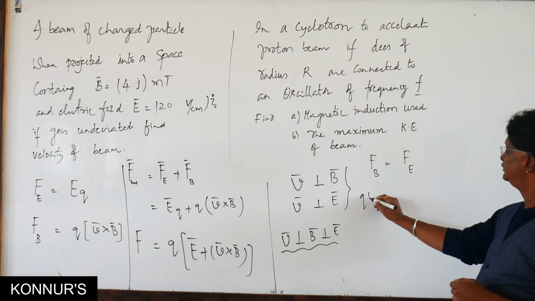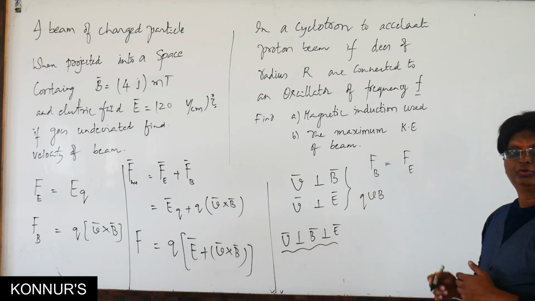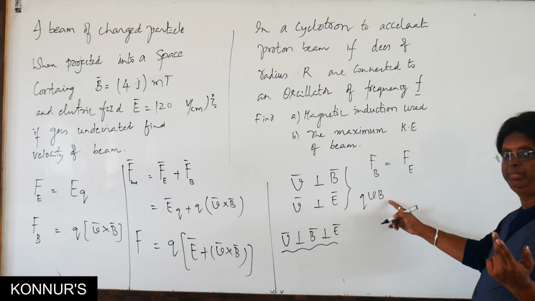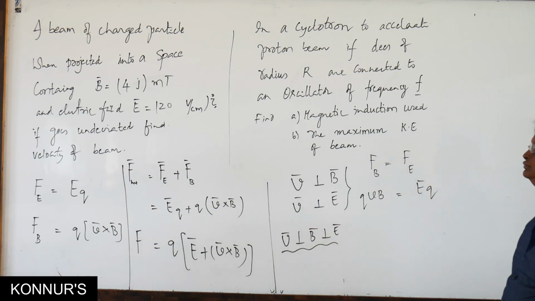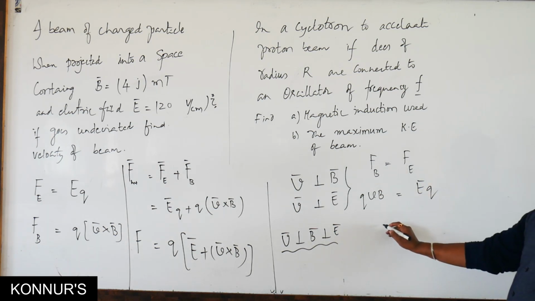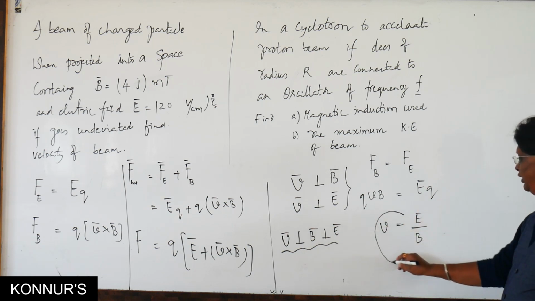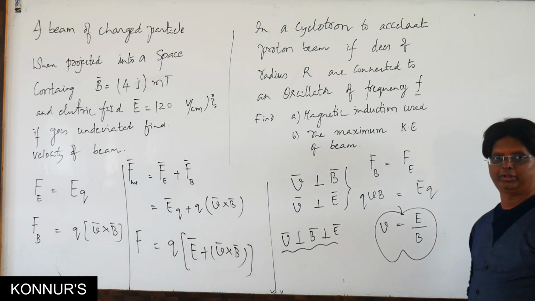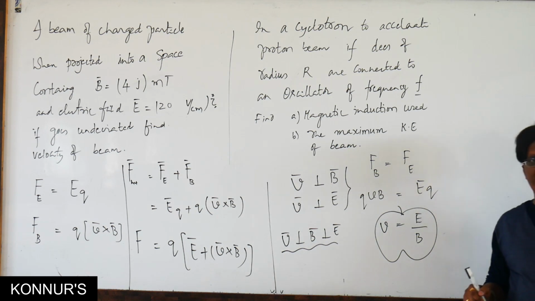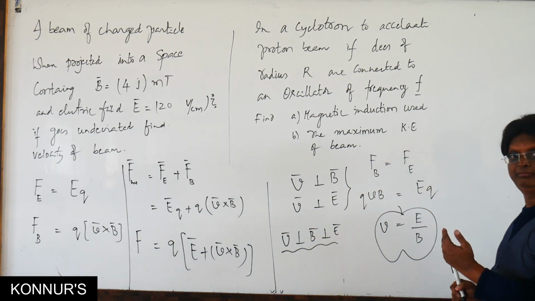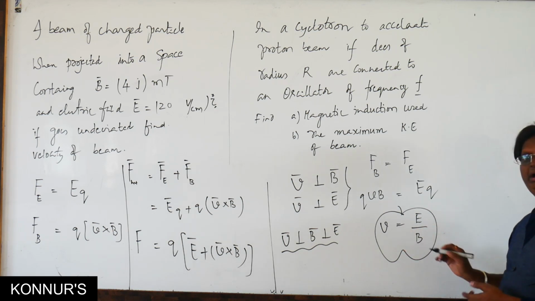Therefore, I am now writing QVB, because we said they are perpendicular to one another. Therefore, it is QVB sine 90 is equal to capital E into Q, the electric force, which will show you that V is equal to E upon B. The velocity selector, popularly called. Space containing electric field and magnetic field at right angles, the required velocity for an undeviated beam is V is equal to E by B.